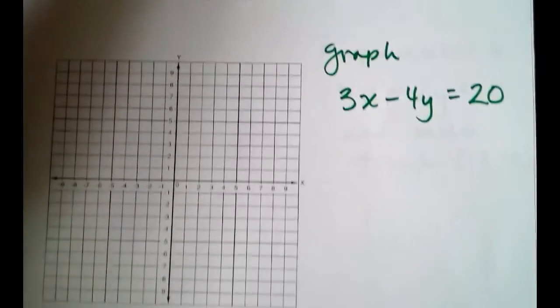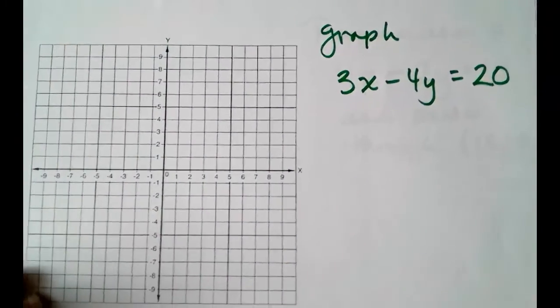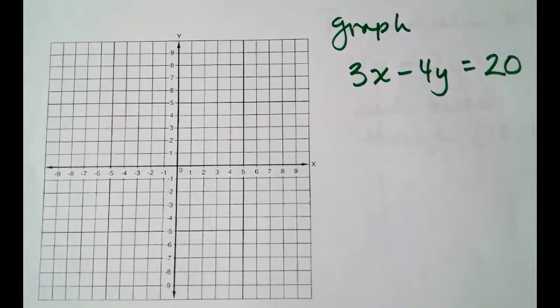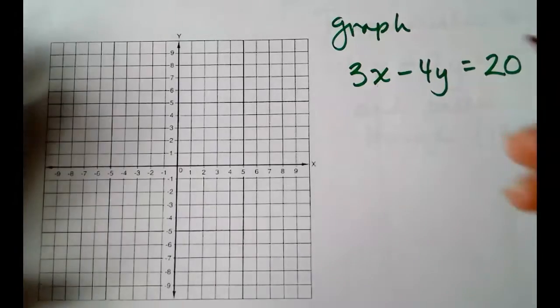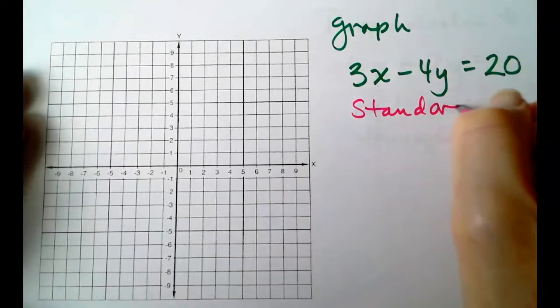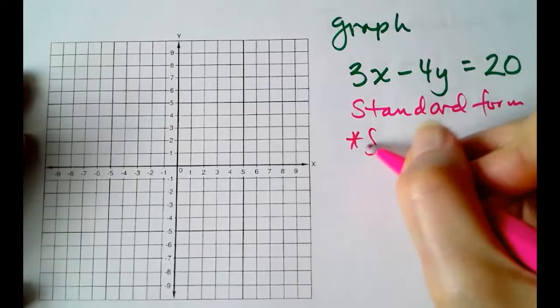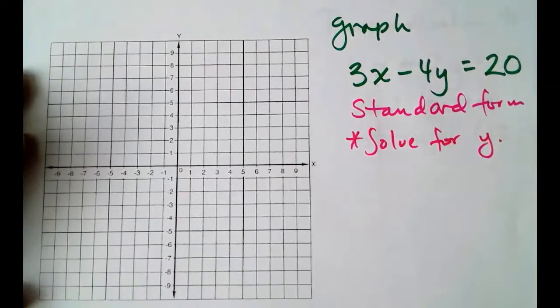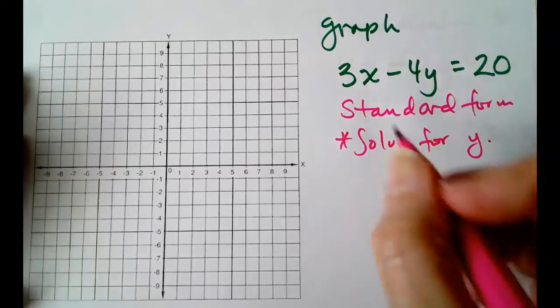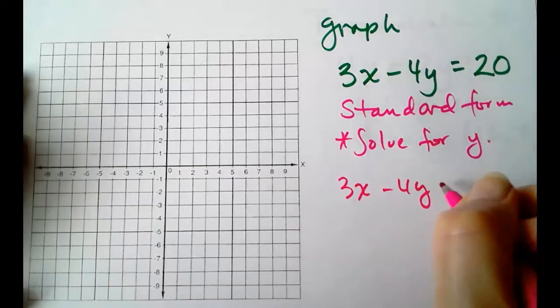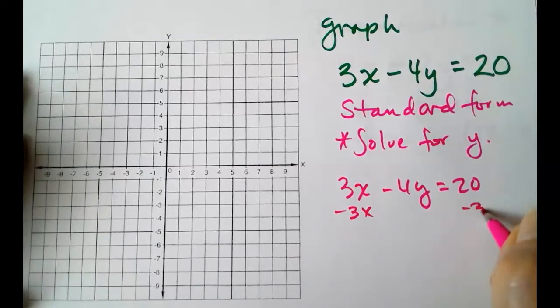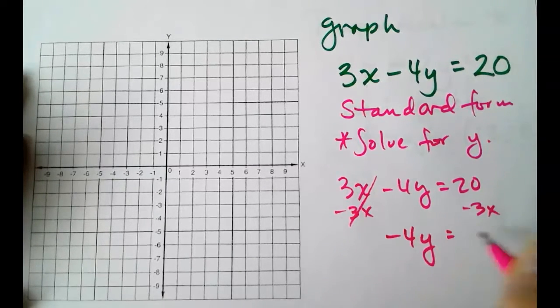At the bottom, we have 3x minus 4y equals 20. In order for us to graph this, it would be helpful to put it in slope-intercept form. Right now, it is in standard form, and standard form is not very user-friendly. So to go to slope-intercept form, we need to solve for y. We need to get the y by itself. So let's do that. If we have 3x minus 4y equals 20, let's subtract 3x from both sides. -4y equals -3x plus 20.